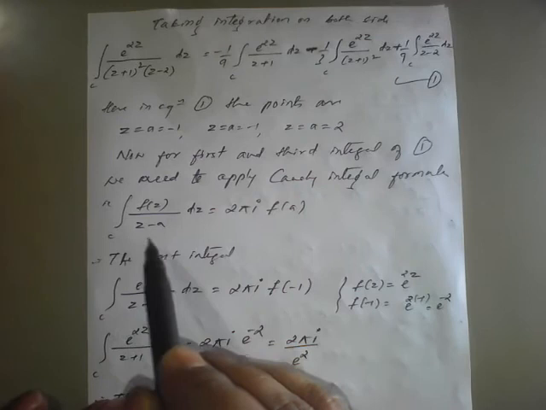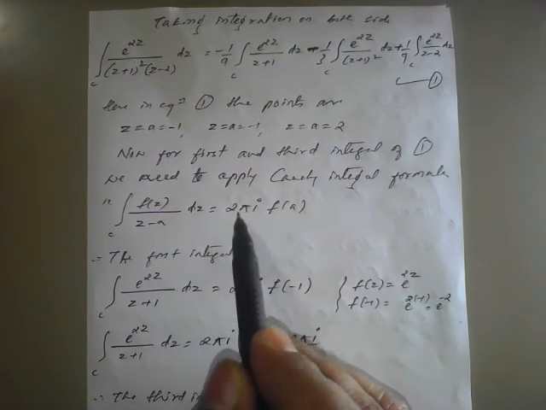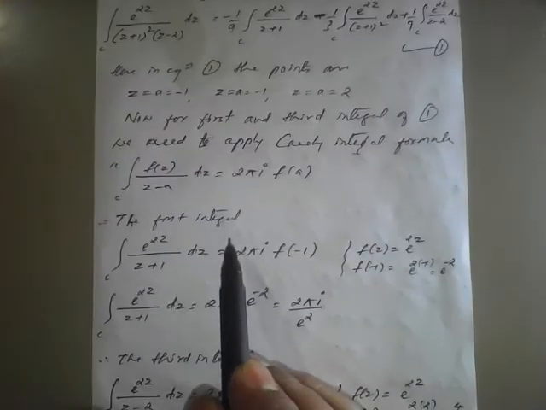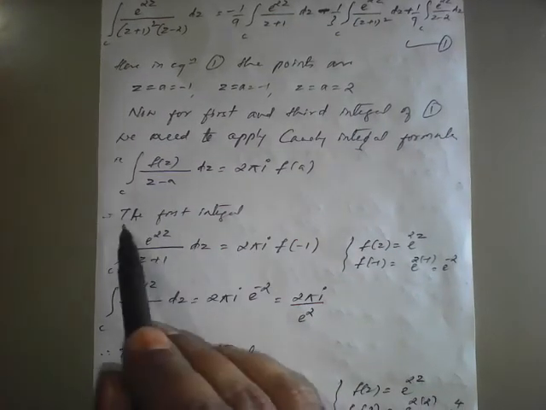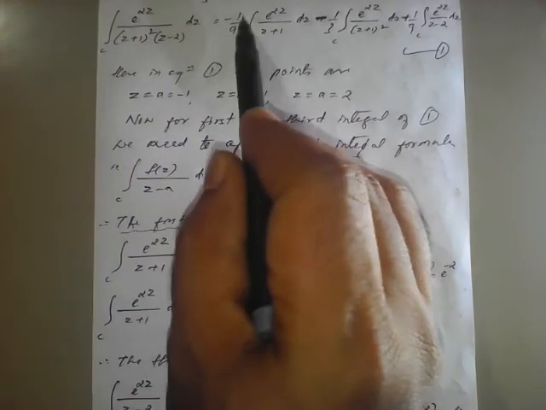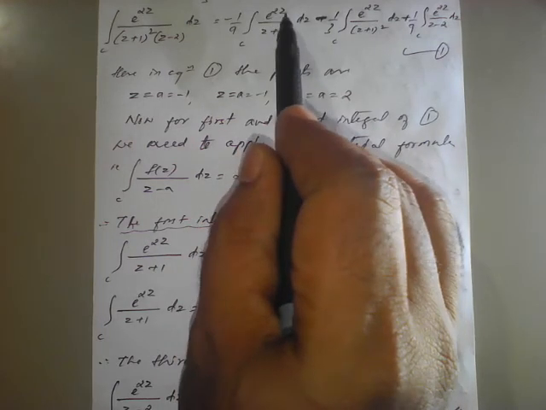Cauchy's integral formula is given by the integral of f of z upon z minus a dz is equal to 2 pi i of f of a. So on simplification, the first integral: what is the first integral? Integration of, I will keep minus 1 upon 9 outside, and pick only e raised to 2z upon z plus 1 into dz here.